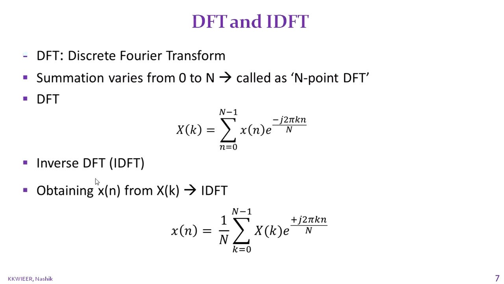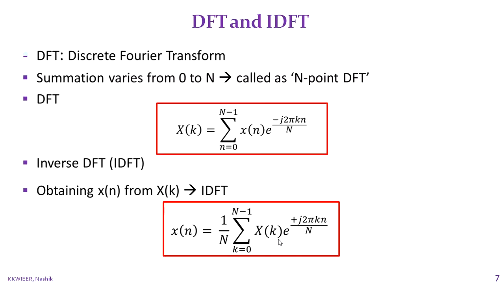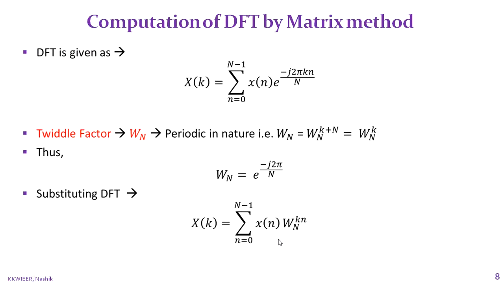Now in this case, again the polarity will be reversed. Here the plus sign will come. As we are going to consider the finite sequence, your X of k will also be of finite length. So these are the two expressions for DFT and IDFT, for k or n running from 0 to N minus 1, that is N samples. So that's why it is called N-point DFT.